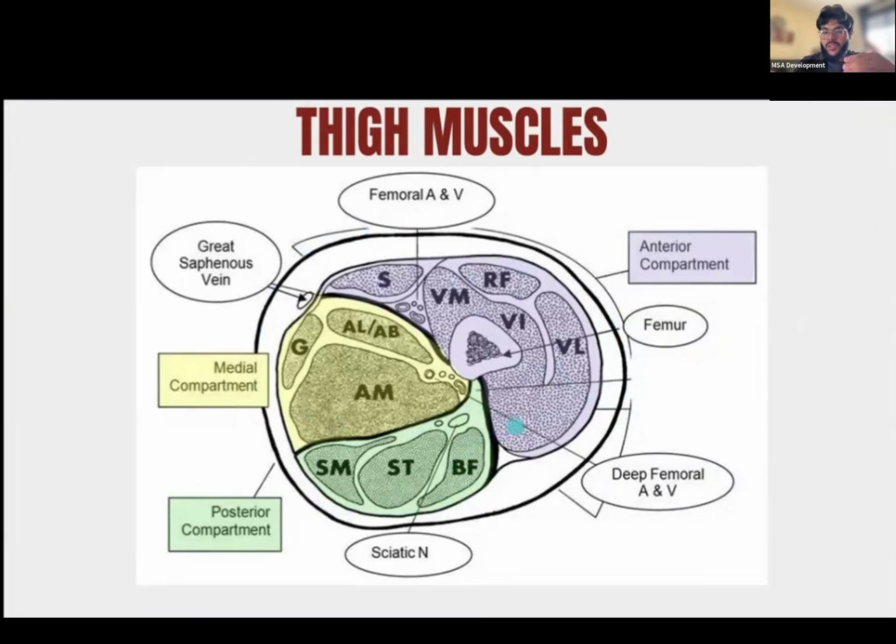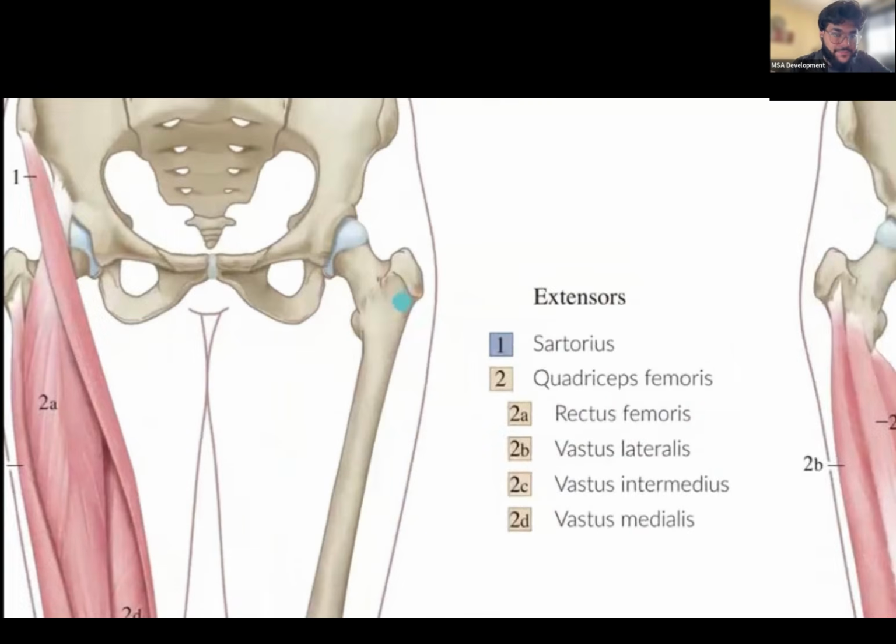The anterior compartment is responsible for knee extensors and is supplied by the femoral nerve. The medial compartment is for the hip adductors, so they adduct the legs together, and these are mostly supplied by the obturator nerve, with one exception. And then you have the posterior compartment, which basically has your hamstrings, your knee flexors and hip extensors, and these are supplied by the sciatic nerve. Okay, let's start off with the anterior compartment of the thigh.